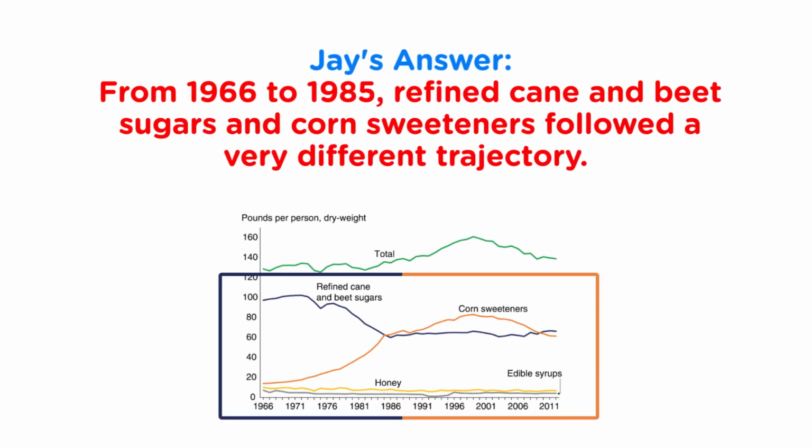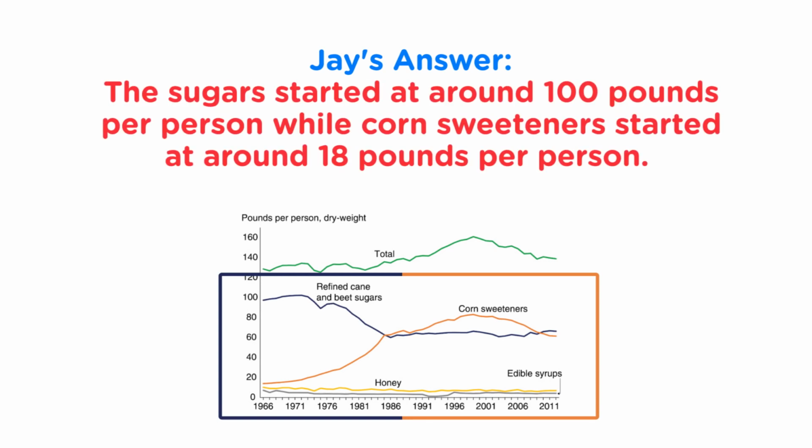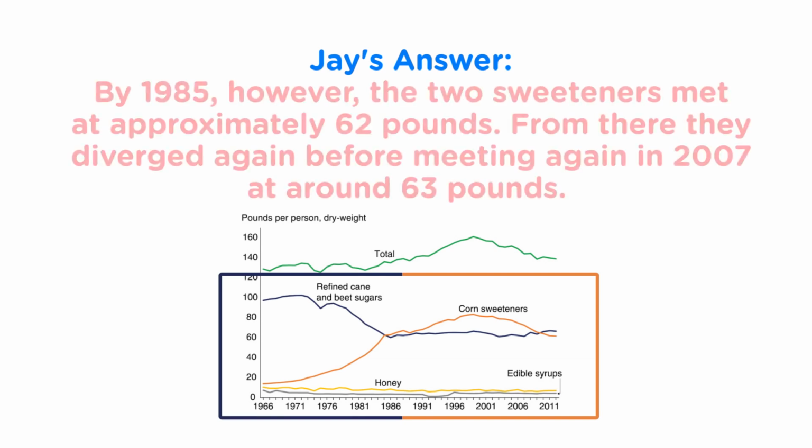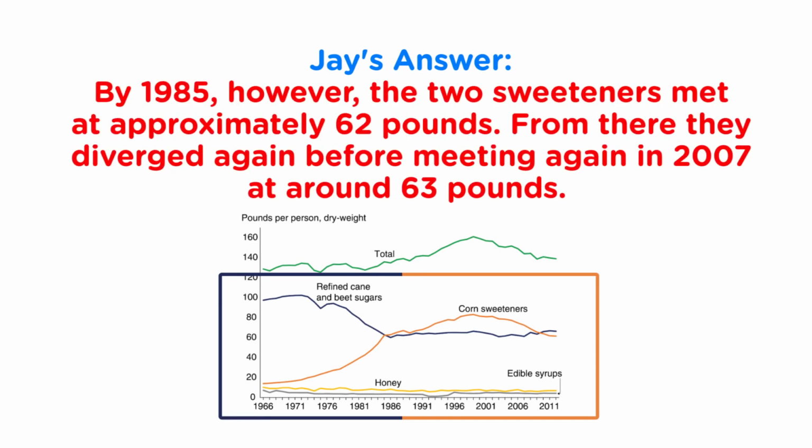From 1966 to 1985, refined cane and beet sugars and corn sweeteners followed a very different trajectory. The sugars started at around 100 pounds per person, while corn sweeteners started at around 18 pounds per person. By 1985, however, the two sweeteners met at approximately 62 pounds. From there, they diverged again before meeting again in 2007 at around 63 pounds.